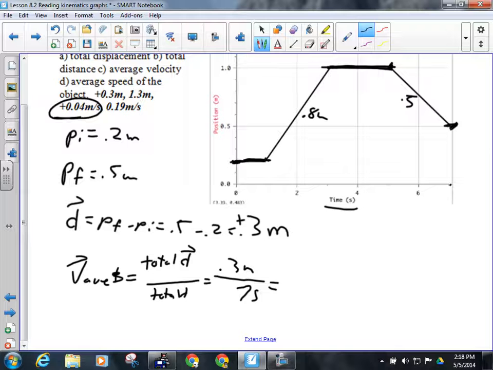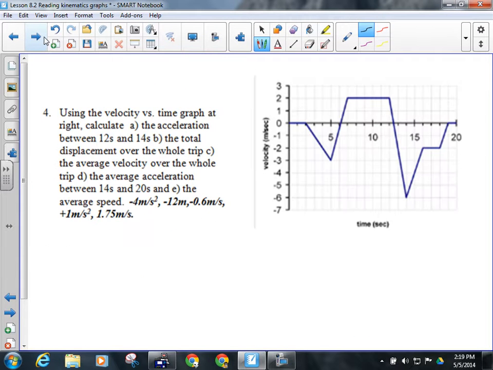Find the average speed of the object. Well, average speed is total distance over total time. Total distance was 1.3 meters. Total time is still 7 seconds. When we do that, we should get 0.19 meters per second. Everybody with me there? All right, now we'll look at one that's a velocity versus time graph.